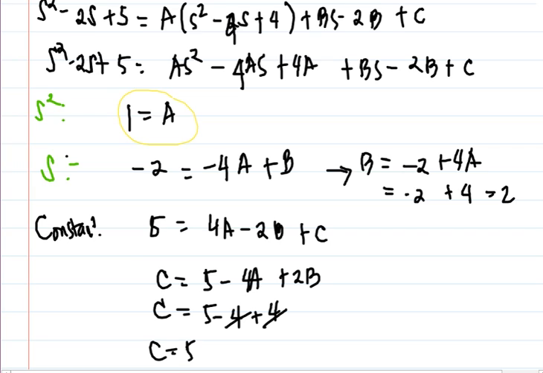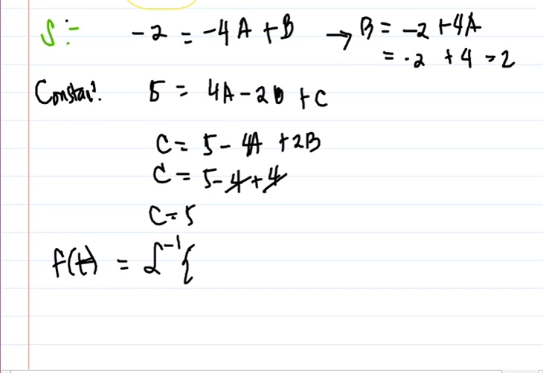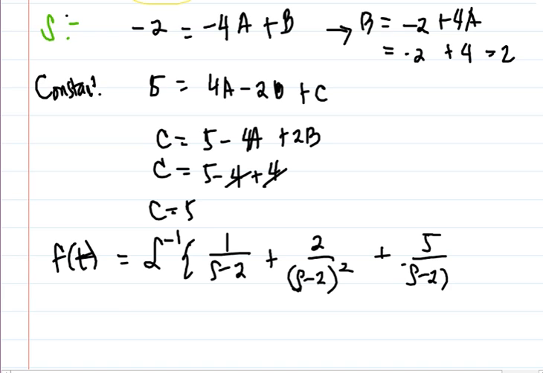Then we are going to find the inverse Laplace transform of: we have A, which is equal to 1 all over s minus 2, plus B, which is 2 all over s minus 2 squared, plus C, which is 5 all over s minus 2 cubed.